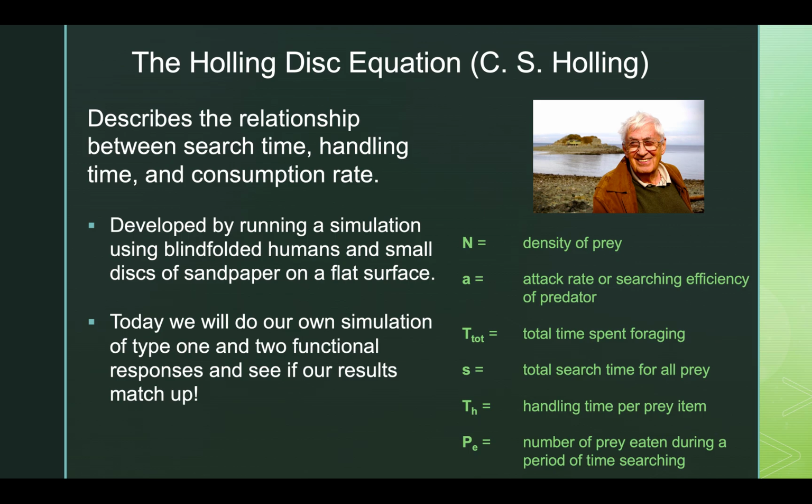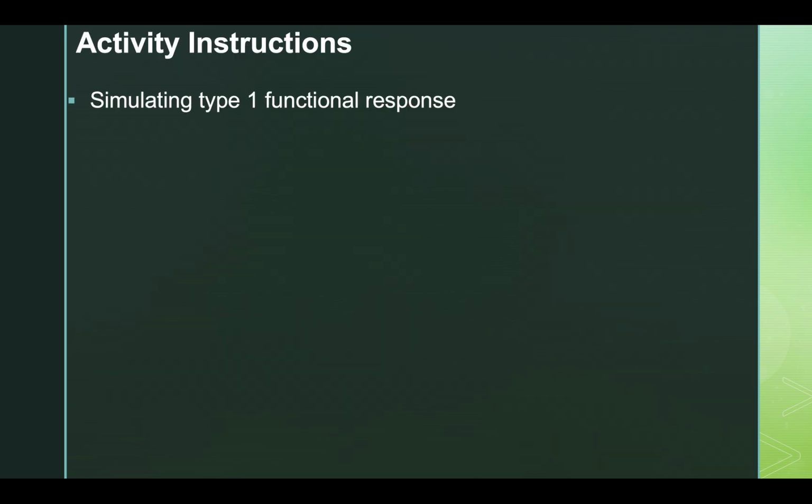We're interested in a couple parameters here. N would be the density of prey, so how much prey there is per unit of area. A would be the attack rate or searching efficiency of the predator. So how frequently are you able to capture the prey, right? T sub T is the total time spent foraging or looking for prey. S is the total search time for all prey. T sub H is the handling time per prey item. And P sub E is the number of prey eaten during the period of searching.